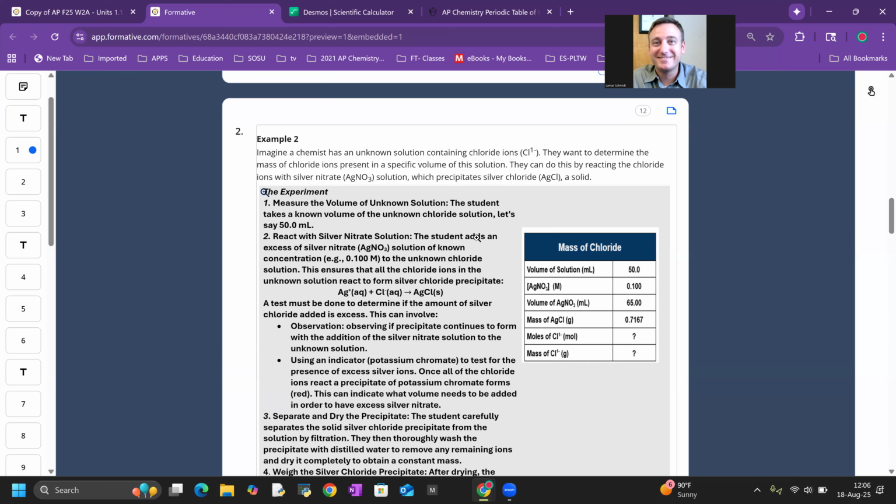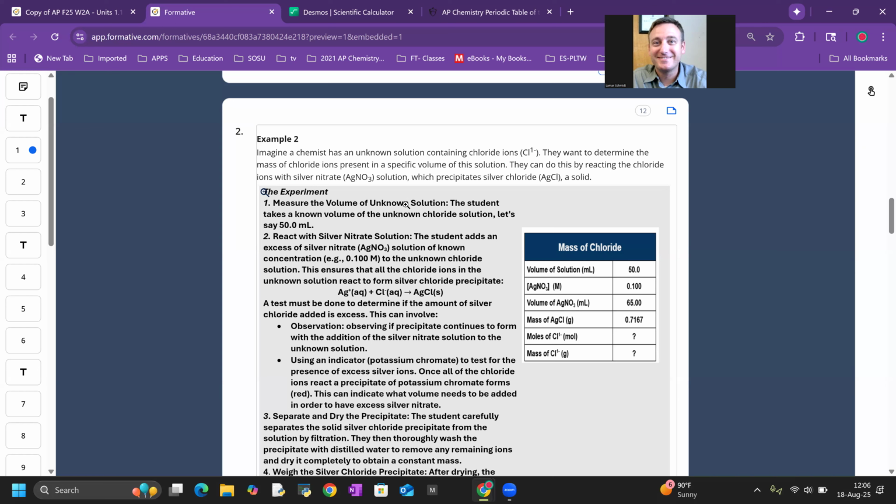Now, the key here is that when we do this reaction, we're reacting the chloride ions with silver nitrate solution, but the silver nitrate solution must be in excess. Meaning it is the excess reagent, and the chloride solution is going to be the limiting reactant, because we want to make sure that we get all of the chloride into the solid. If we leave any out, then we're not going to really know how much chloride was in that solution.